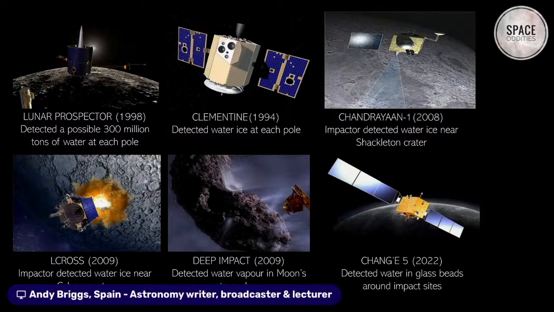And Chang'e 5, you may remember, I think I reported on this a couple of weeks ago, found around impact sites on the moon, around craters, in other words, all these glass beads lying about on the surface that were full of water. So there may be a huge amount of water locked up in those glass beads around craters just on the surface of the moon. So these were all momentous discoveries.